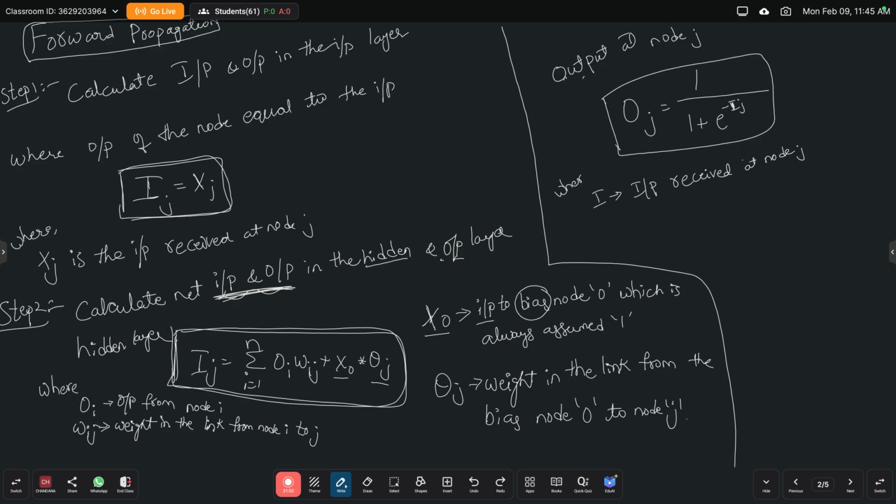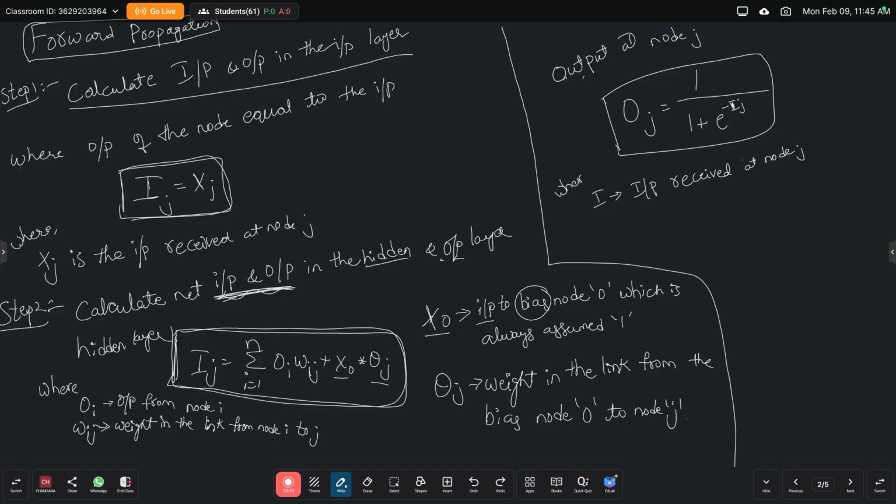So for that, we calculate how much the error is in the given problem. First, we calculate the forward propagation. In forward propagation, we have 3 steps. First, calculate the input and output in the input layer. The formula for this input and output is Ij equal to Xj. Both are equal in this.